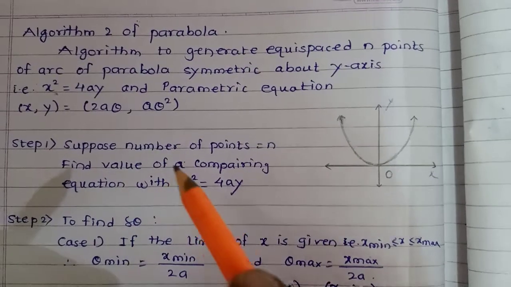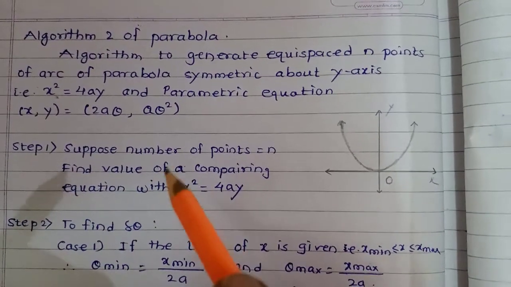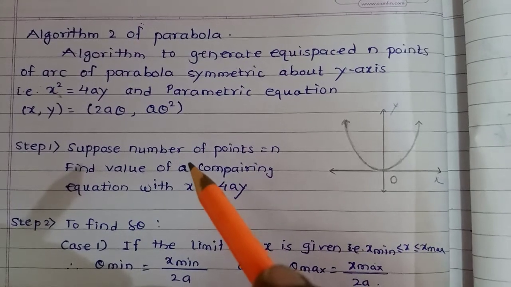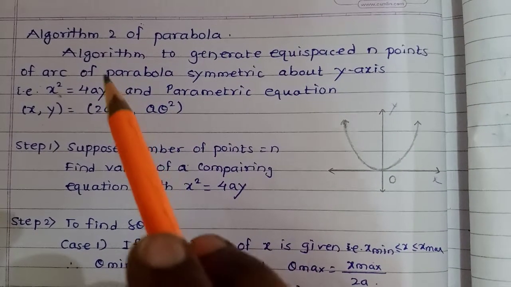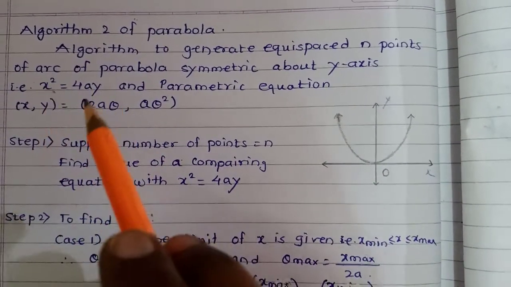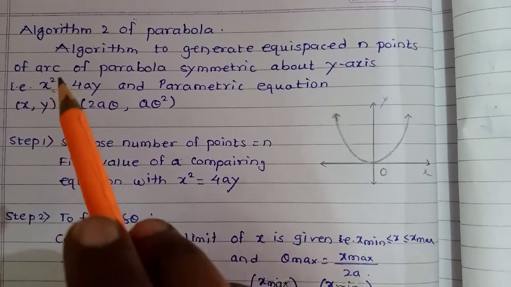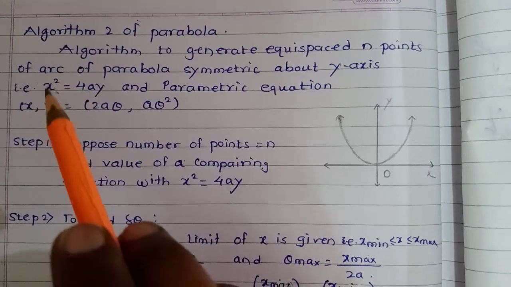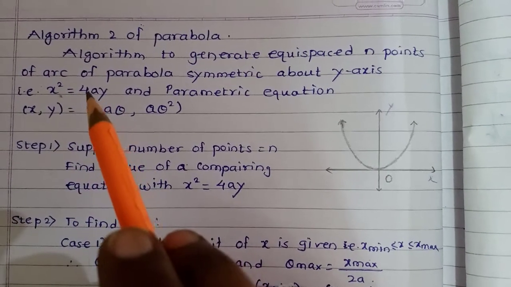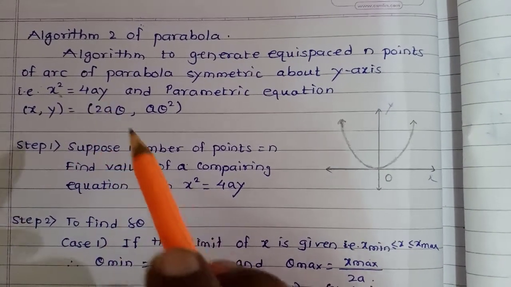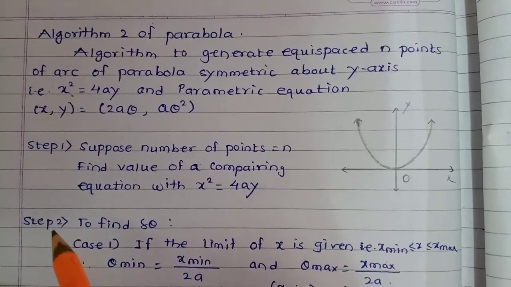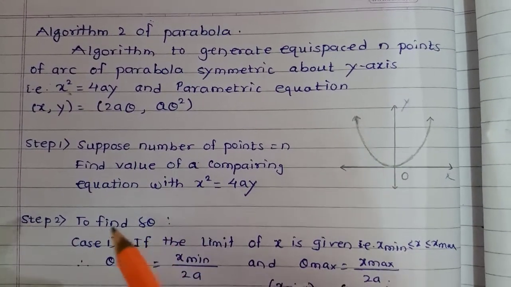Next, we find out the value of a. That value of a we have to find out by checking which type of equation is given in our example. If our given equation is of this form, we have to compare that equation with our standard equation x square equal to 4ay, and by using that we write down the value of a. Now in step 2, we find our delta theta.